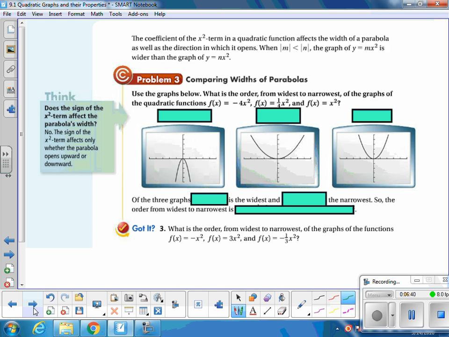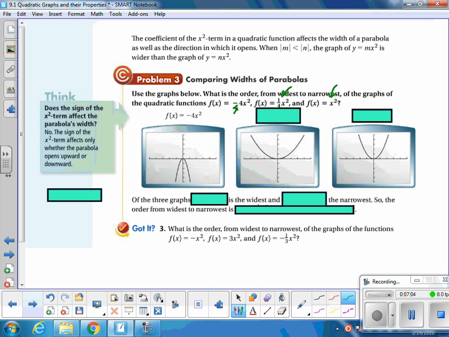So looking at the graph below, what is the order from the widest to narrowest of the graphs of the quadratic functions? So when I look at this, first of all, I can see -4, so that's going to point downward. This is positive, so it's going to point upward. That's 1, so that's going to point upward. I can see the -4, how that's going to affect my graph.